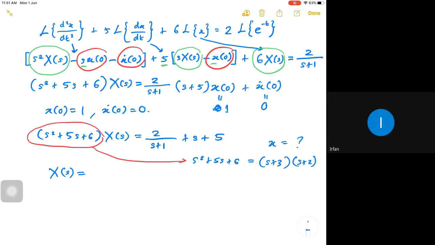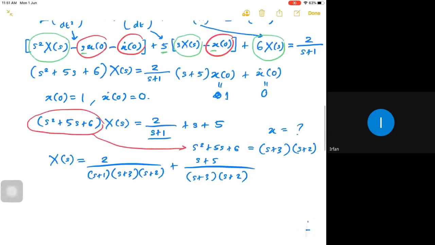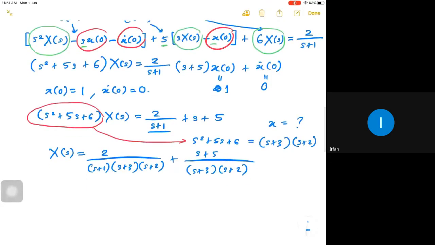So what will happen is 2 over s plus 1, this one, times s plus 3 times s plus 2, okay, plus s plus 5 over s plus 3, s plus 2, okay. Now we can separate this into 5 components because we have 5 brackets at the bottom. 1, 2, 3, 4, 5. Okay.